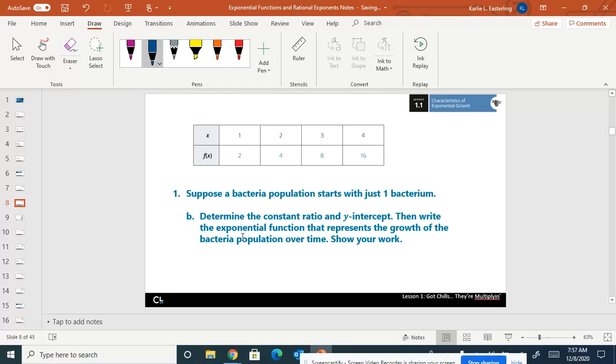So pretty much what we're just going to do here is determine the exponential function that represents the growth of the bacteria. So there's a couple ways that you could go about this.